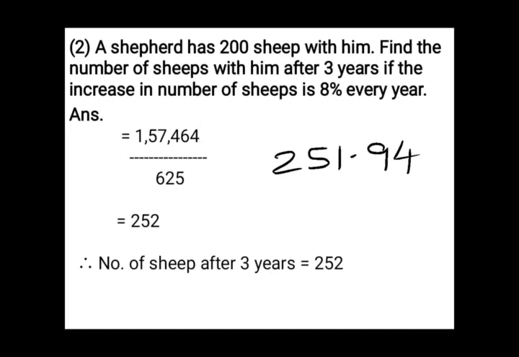Here on the quotient, after dividing 1,57,464 by 625, you got the quotient 251.94. After the decimal point, the number 9 is there. Number 9 is greater than 5, so you have to add 1 to the digit before it. If the number is more than 5, it becomes 252. This is the reason.